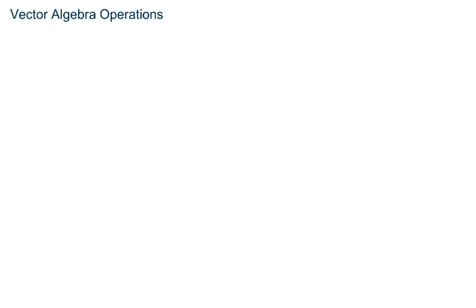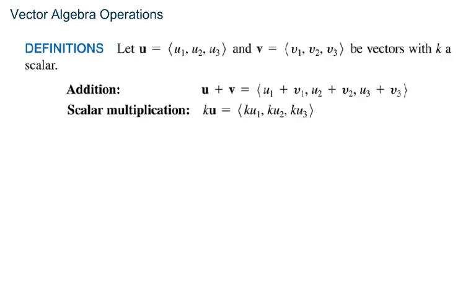A scalar can be positive, negative, or zero, and they are used to scale a vector, making it larger or smaller by multiplication. So I've pulled in two definitions here. Suppose we have vector u in component form and vector v also in component form. K, a constant representing a scalar.